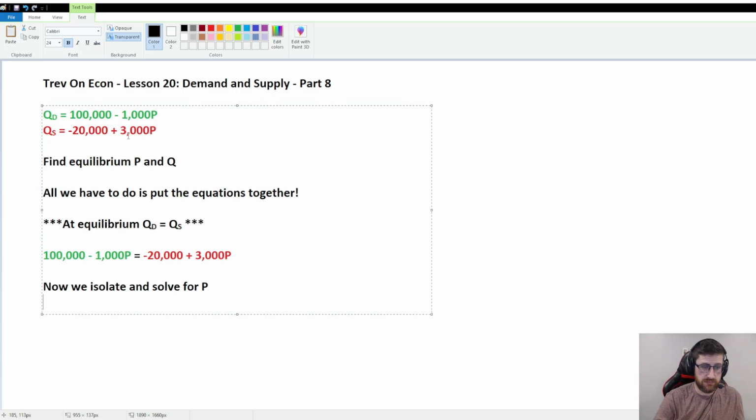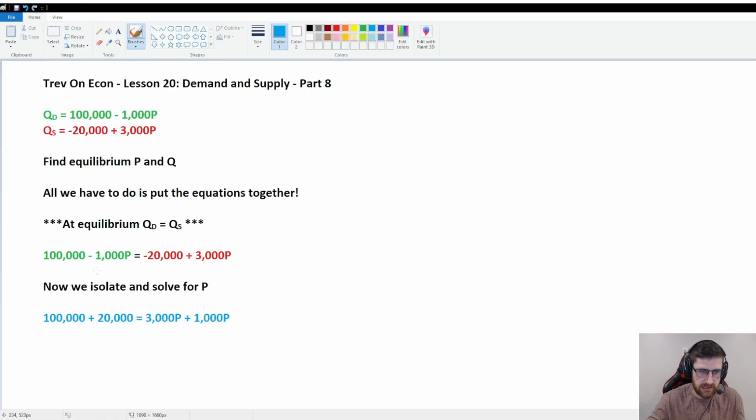All right? So just quick math here. I've got the 100,000. I'm going to pull this 20,000 over so that it's plus 20,000 now. And that's going to be equal to the 3,000p that was there, now plus 1,000p. And again, all I've done is basically taken this and moved it over, taken this, moved it over, and changed my signs. Okay, basic algebra stuff. The math doesn't get too complicated in first year econ, but this sometimes trips people up. All we do now, throw them together.